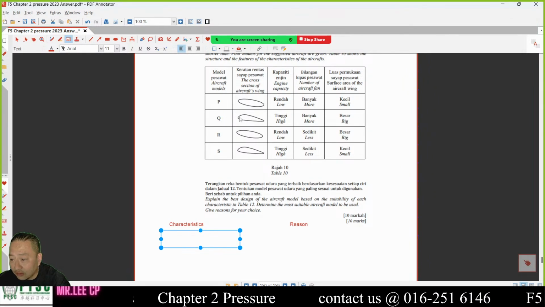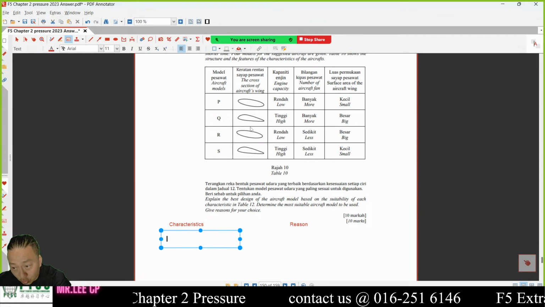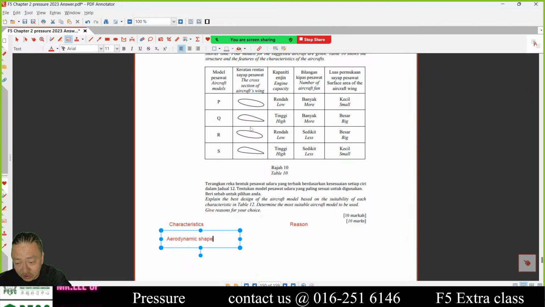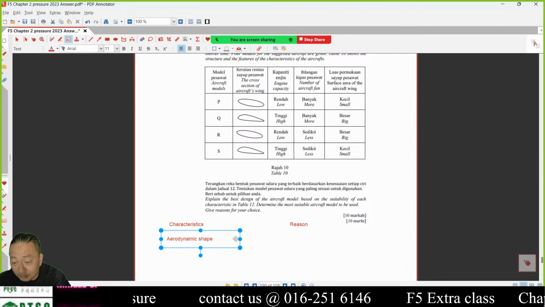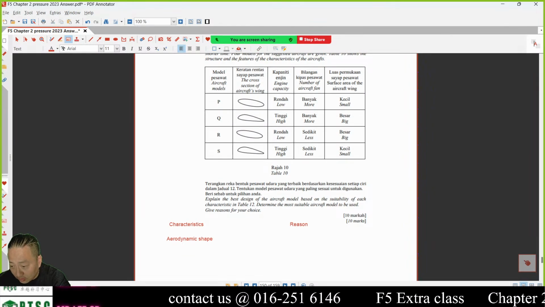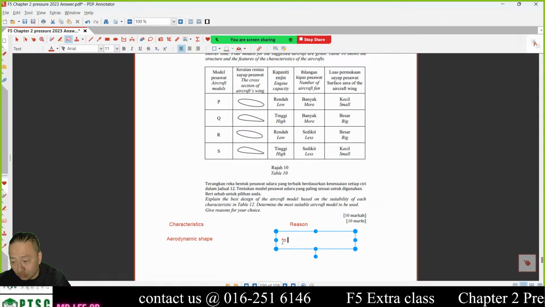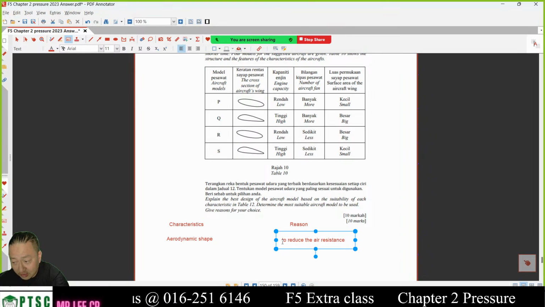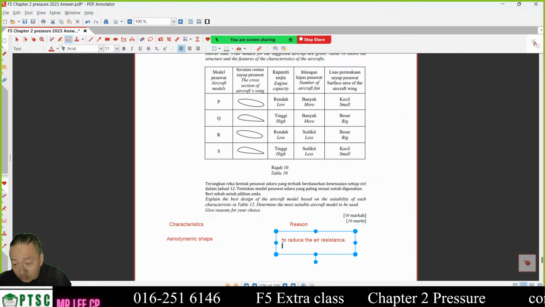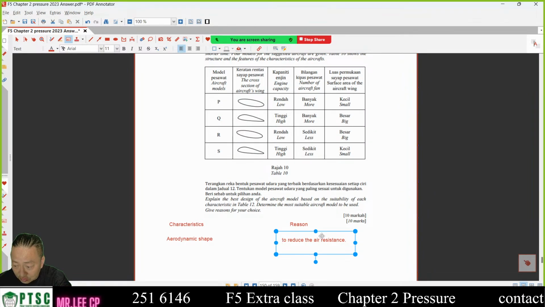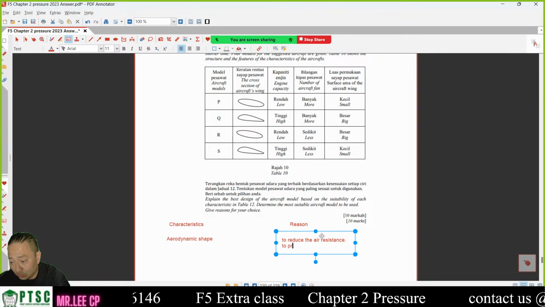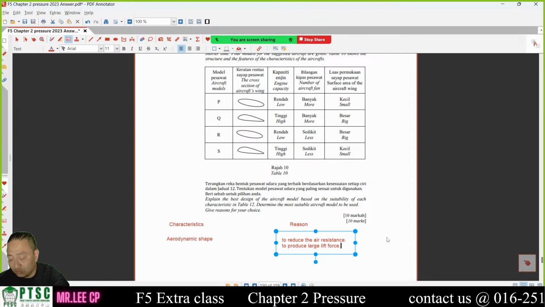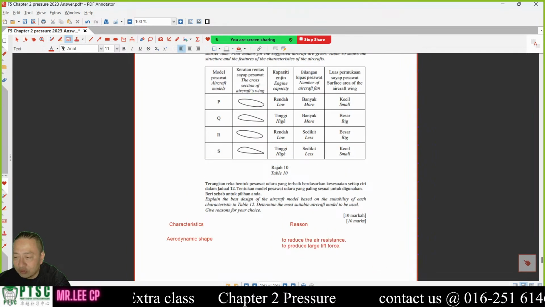Characteristic, first one. If you don't know what this shape is, then you draw it. If you know it is an aerodynamic shape, or aerofoil shape, also can. Then what is the reason? You can say to reduce air resistance. If you don't want to say that, you can say to produce a large lift force.